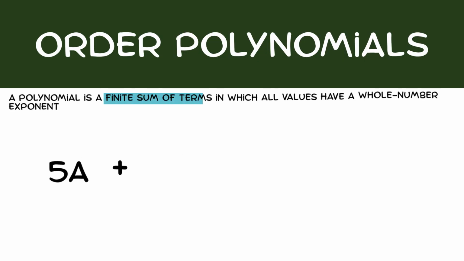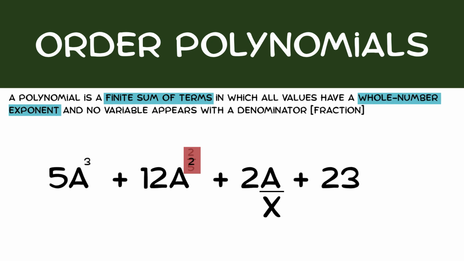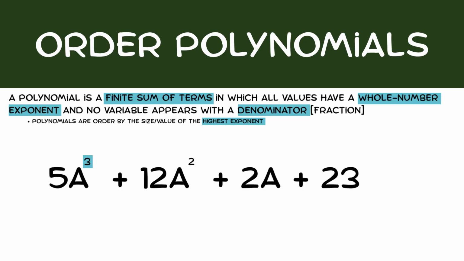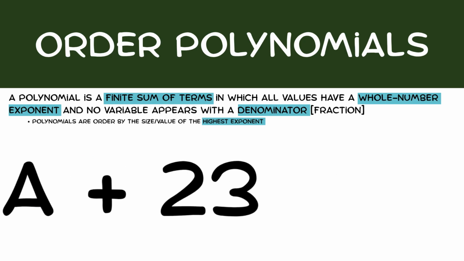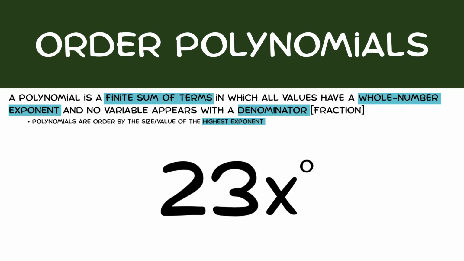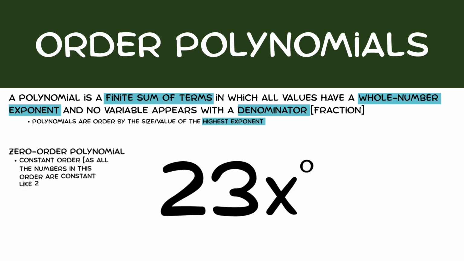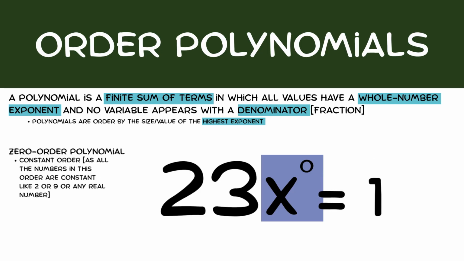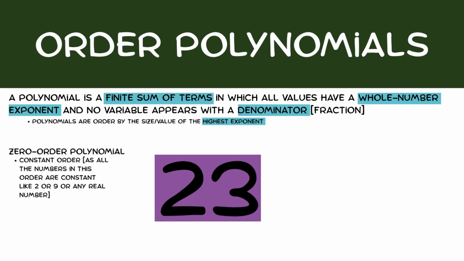Now that we know what terms are, we can now get into polynomials. A polynomial is a finite sum of terms in which all variables have whole number exponents, with no variables appearing with denominators. These polynomials are ordered by the highest exponent that the expression has, with the lowest polynomial having an exponent equal to 0. This is known as the zero order or the constant, where the polynomial is equal to a constant number like 2 or 9. This is because any variable to the power of 0 will always be 1, so the coefficient of the term will be the term itself.